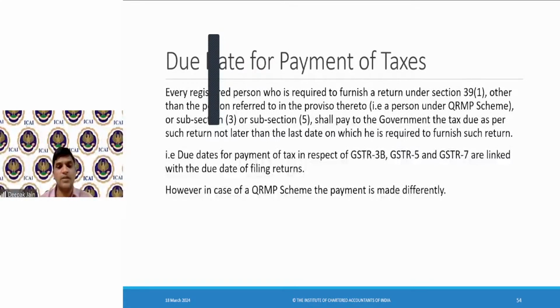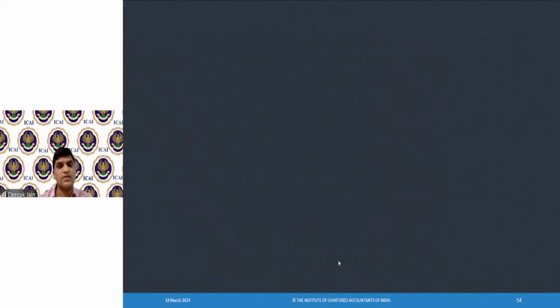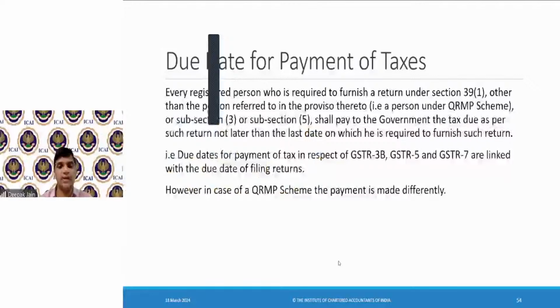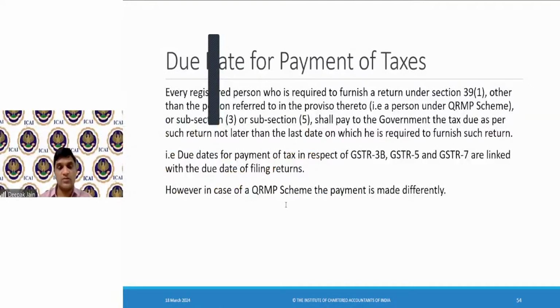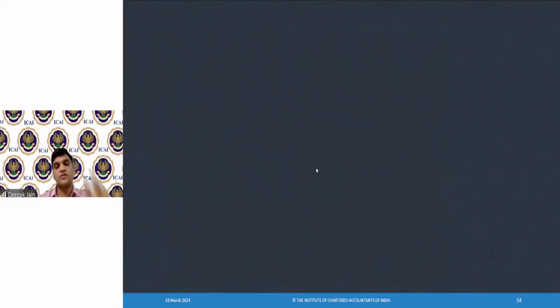Section 39(5) is for NRTP. Subsection 5 is on NRTP filers. When the non-resident taxable person files within the 20th, for them it is separate, right? For them, they have to pay along with the return itself. And subsection 3 is TDS holders. So TDS and NRTP have to pay along with the return itself.